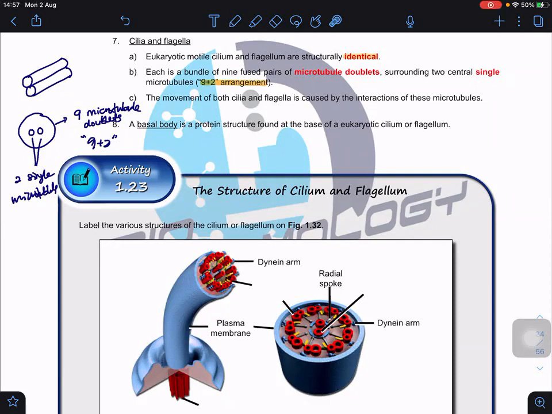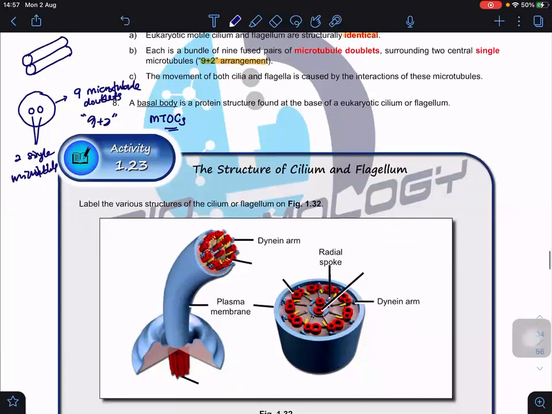Okay, so who organizes them? Who organizes them, forming this, a basal body. The basal body acts as an MTOC. The basal body is another MTOC that organizes the microtubules to form the cilia and flagella. So we have to look at the structure of cilia and flagella. Structurally, they are identical. They are arranged in the 9 plus 2 arrangement with 9 sets of microtubule doublets surrounding 2 central single microtubules.